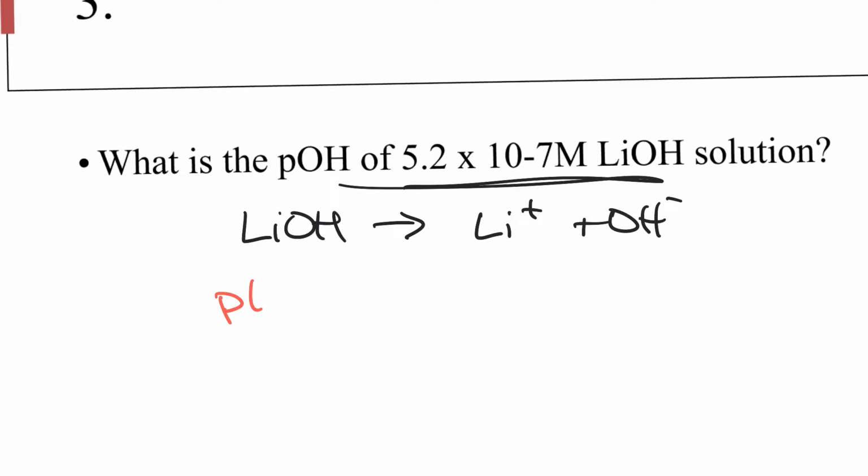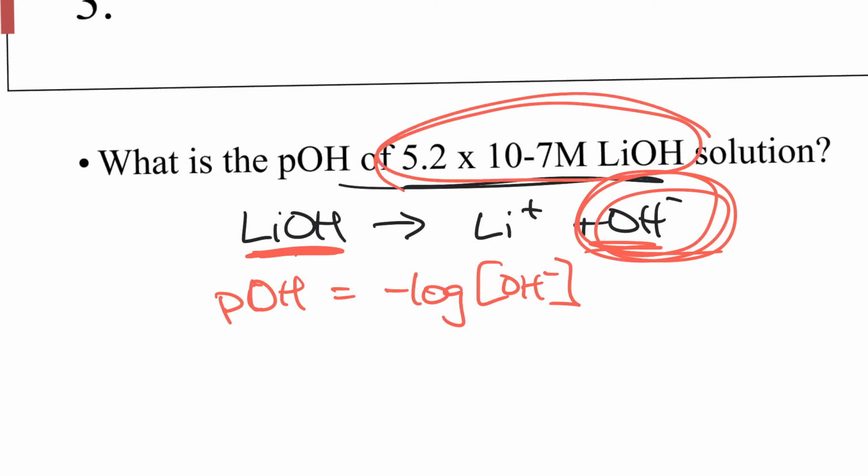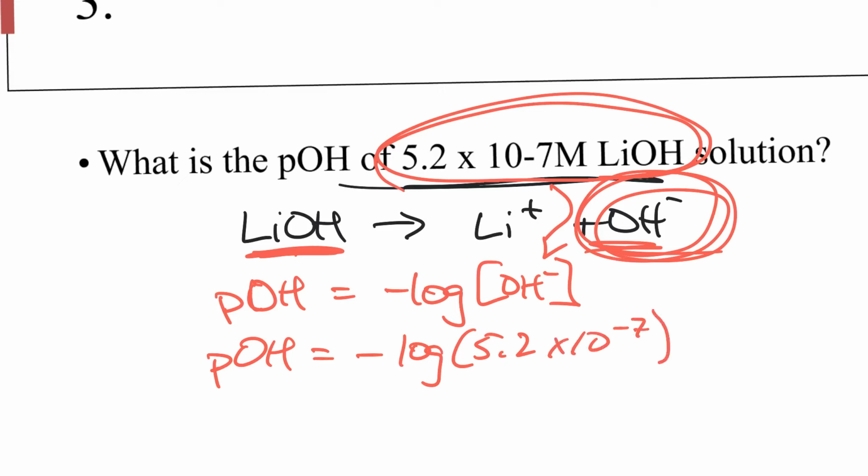We also know that the pOH is equal to negative log of the concentration of hydroxide. And once again, for every one LiOH, you make one hydroxide, so these two will equal one another. Since we know the concentration of lithium hydroxide, I can simply plug that into this equation. So pOH is equal to the negative log of 5.2 times 10 to the negative 7.